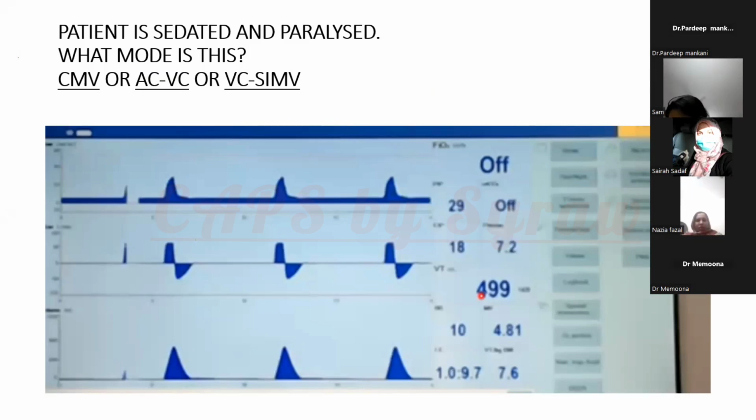Yes. As you have asked this question, I want everyone to answer this in the chat box. Let's wait for their answers. And we're getting answers. Mostly people are saying it's CMV mode. And Pradeep is saying that it's VC SIMV.